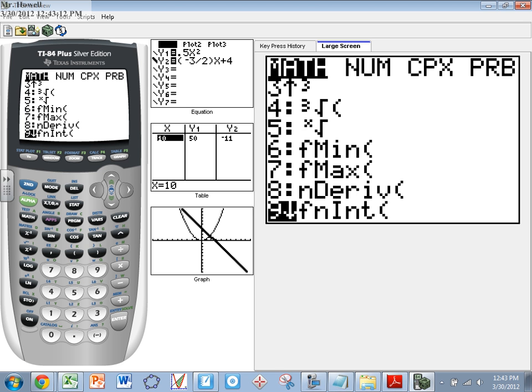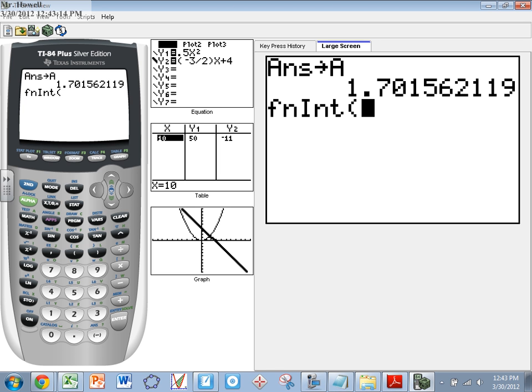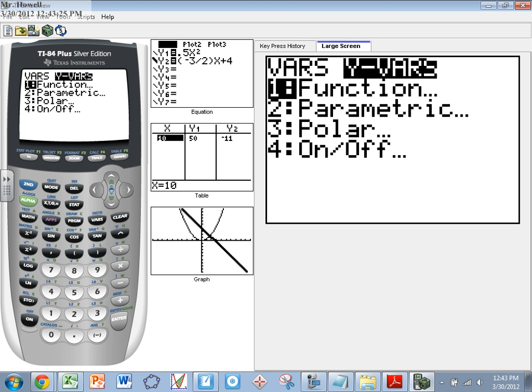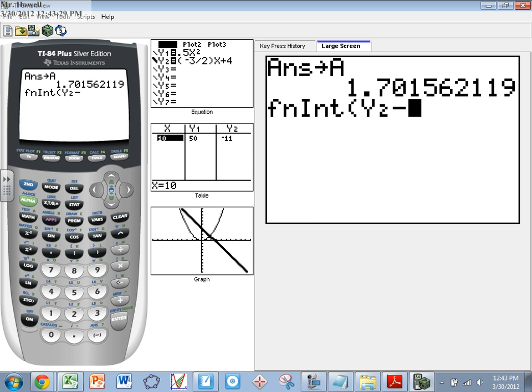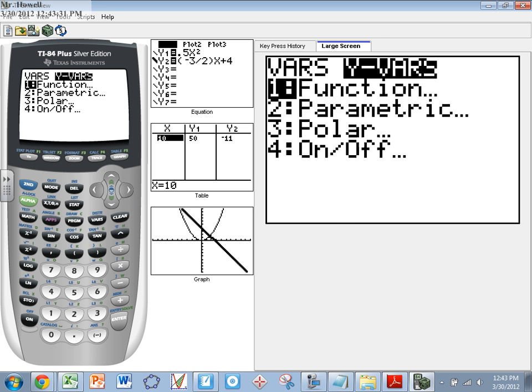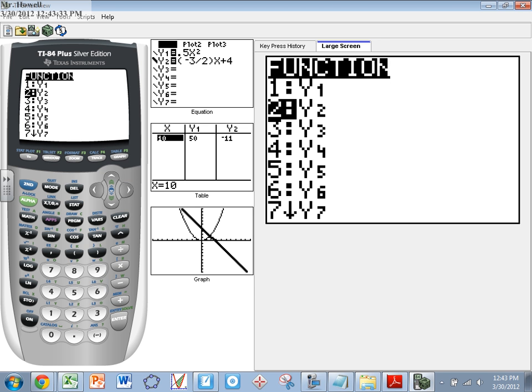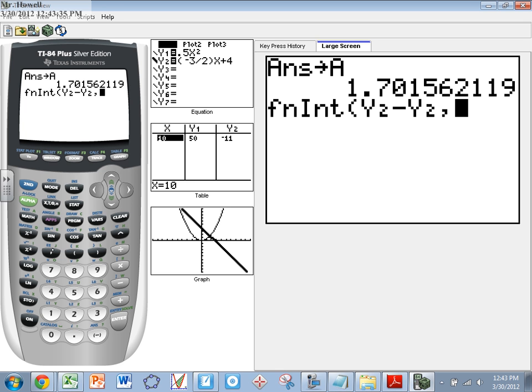Hit 9. Now we need to do y2 minus y1, right? Yeah. Again, y2 is the upper function, y1 is the lower function. So y2 minus y1. Go to vars, over to y vars, function, hit y2, hit enter, then hit minus, go to vars, over to y vars, enter, go down, hit enter on y2, comma. Oh, you want y2, y1. Dang, I went to y2 twice. Awesome, guys, you're picking up.